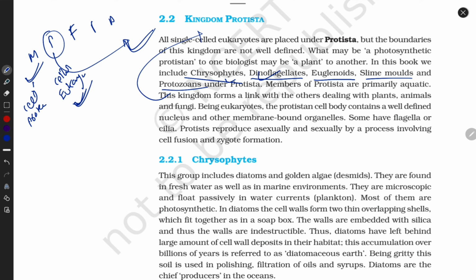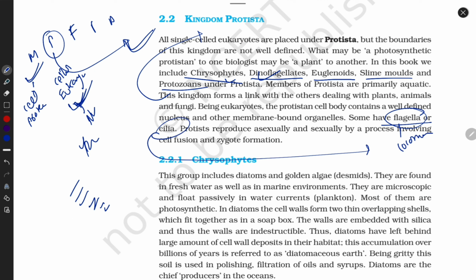Now, they have a true nucleus, which means they have a nuclear membrane. One by one you have to write down these things about Protista: their properties, with their examples, their classification, and their diagrams. Then your examiner and teacher will give you full marks. They have flagella. What is the use of flagella? It is helpful in locomotion. Cilia are also helpful in locomotion.